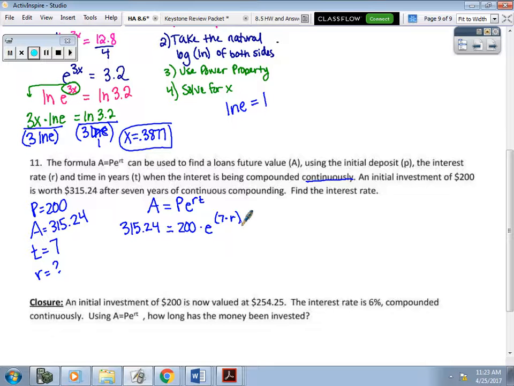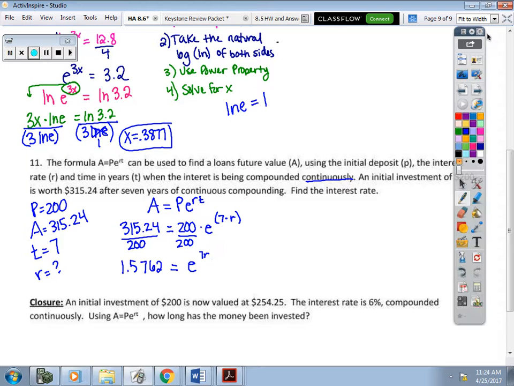Now, before we do that, we do need to isolate e to the x by itself. So I have to get this by itself, so I'll undo multiplication of 200 with division of 200. And when you do that, you don't want to round that number you get. It's not a ton of decimals, but you need to write them all out. So when we divide this, we should get 1.5762 equals e to the 7r power, or r times 7 power.